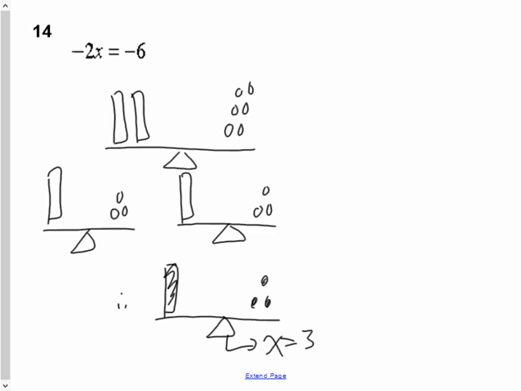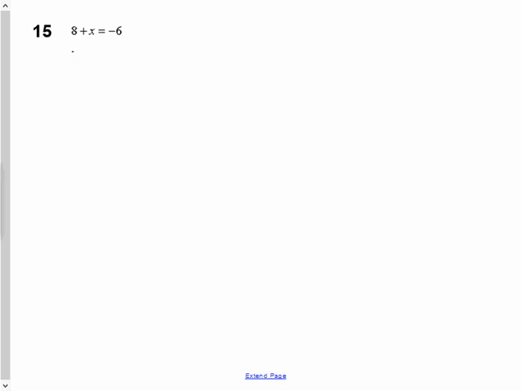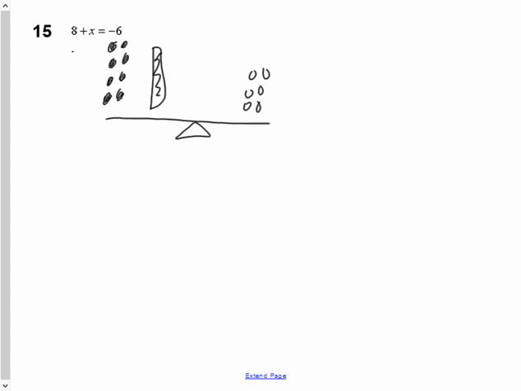Now, question 15 says 8 plus x equals negative 6. So 8 is your constant and is represented by 8 integer chips, and a positive x equals negative 6. So remember, the goal is to isolate the variable, so I want to get rid of the constant. And in order to do so, I'm going to put 8 negatives on this side and 8 negatives on this side.